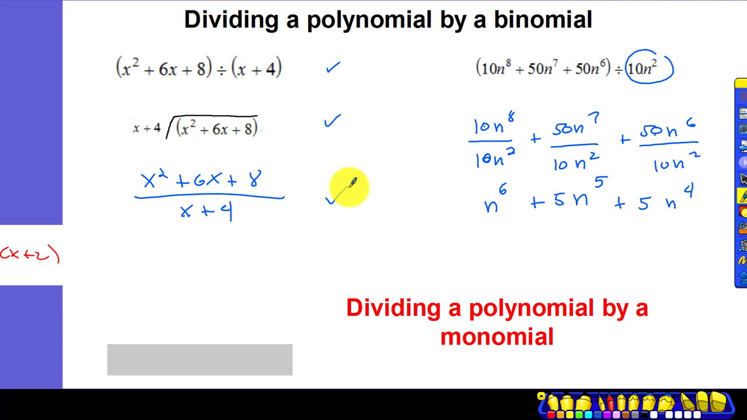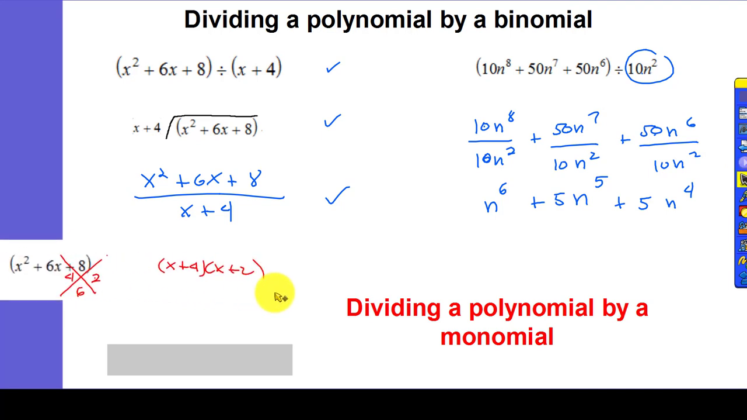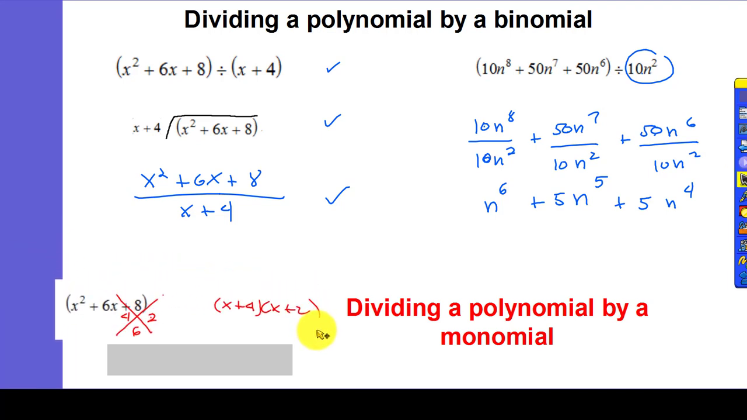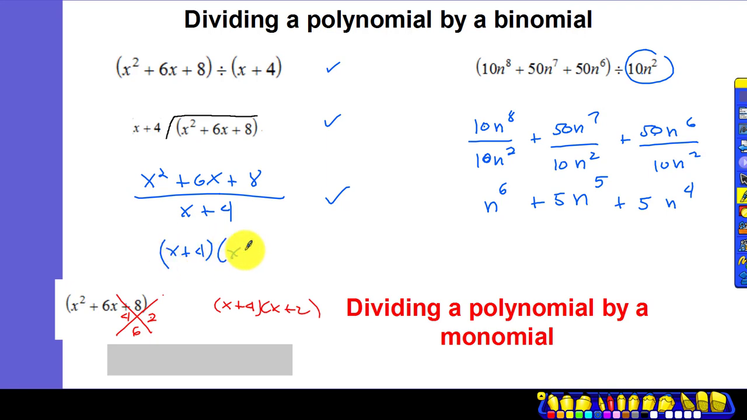Okay? So these three mean the same thing. So how do we divide by a binomial? Well, just try to factor your numerator. And we already finished factoring the numerator earlier. We got x plus 4 times x plus 2, and then divide by x plus 4. Now I have a factor of x plus 4 and a factor of x plus 4 at the bottom. So we can cancel this, and then we're going to get x plus 2. So this will be our quotient. X plus 2 will be your answer.